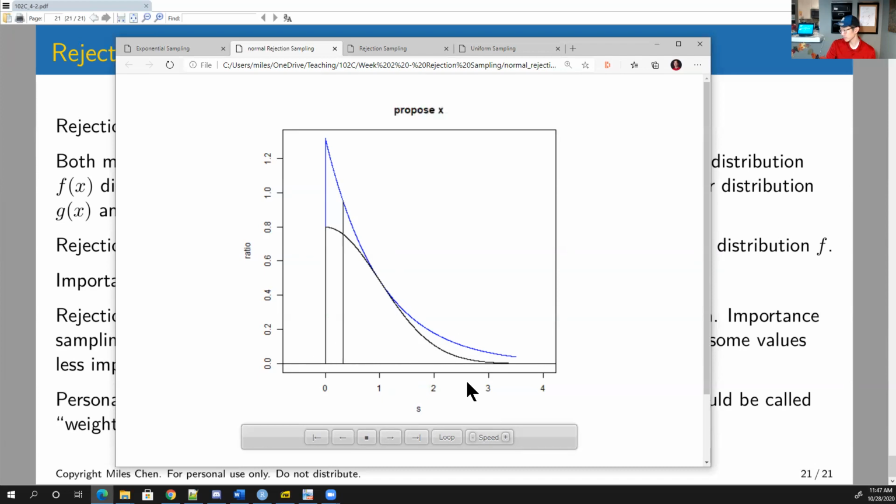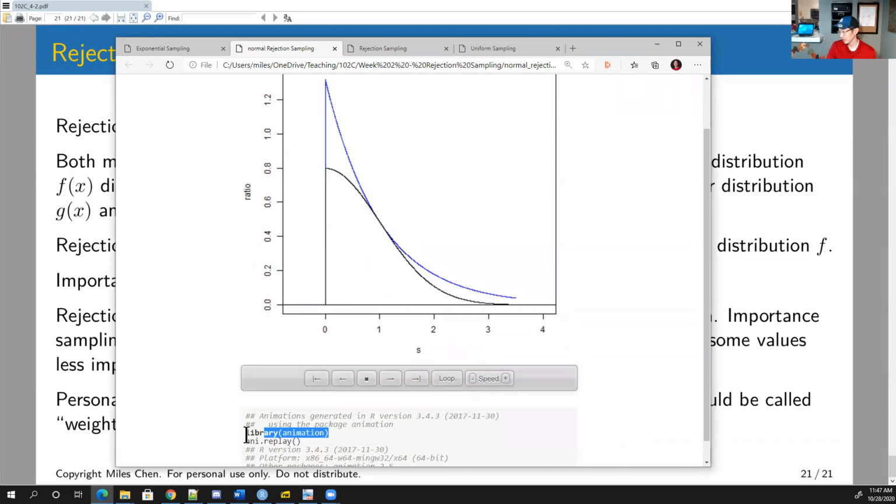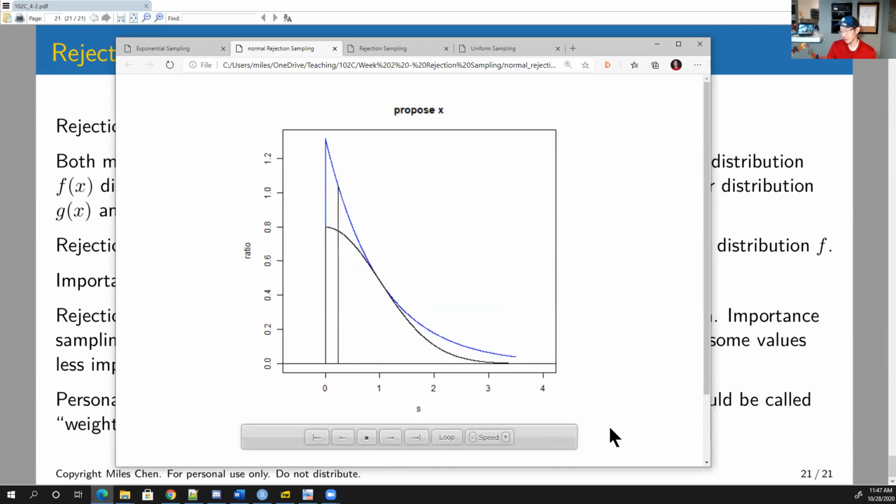Okay. So this is just a little animation of values and stuff. And that's the rejection sampling algorithm as a little animation, and I guess I'll post the code here. So anyway, this is the animation package, and you can create your own animations. It's kind of fun, and I think it's kind of neat.